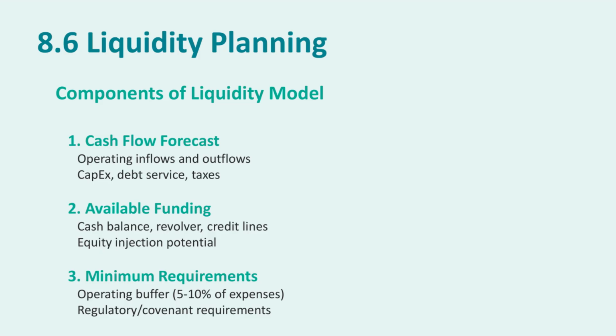Section 8.6 focuses on liquidity planning. Your model should include a comprehensive cash flow forecast, available funding sources like revolvers, and minimum cash requirements. These are often set as a percentage of your operating expenses to ensure you always have a safety net.